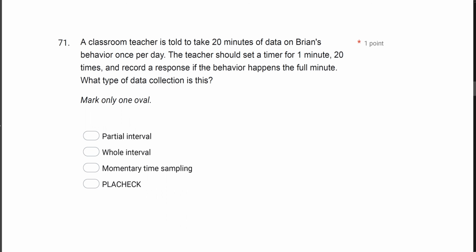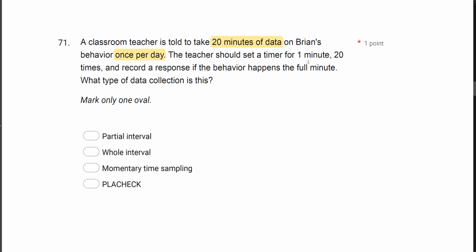What do we know? We know we're looking at some sort of data collection, some measurement. So continuous, discontinuous, permanent product. We know the teacher is going to take 20 minutes of data once per day. Now, what does that indicate to you? It indicates it's not continuous because it's a small portion or small sample of Brian's overall day. And so if we're just taking a small sample or portion of the time allotted, we're using a discontinuous procedure, right? Because continuous, we're recording throughout the entirety of Brian's day. So we're taking discontinuous measurement.